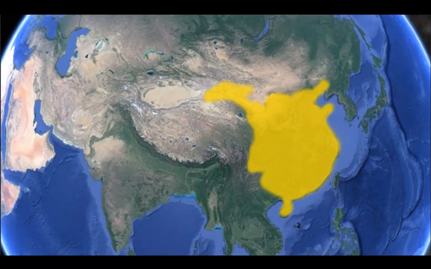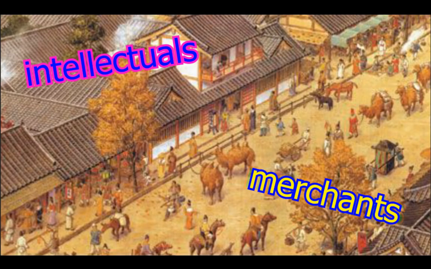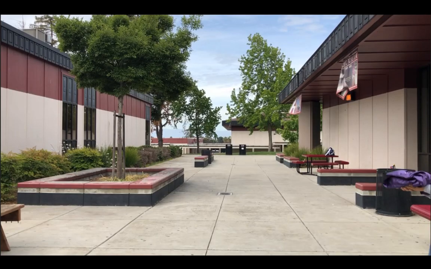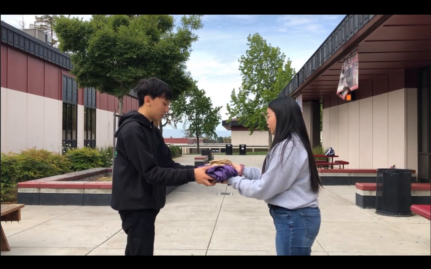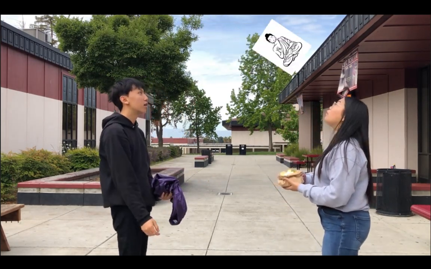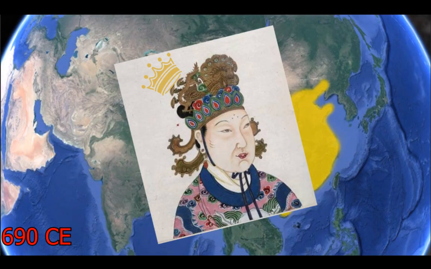Anywho, let's trade. Wait, where can we trade? Oh look, there's a capital named Chang'an right there. Look at all those intellectuals and merchants from other states. Wait, what's that? Oh, that's an ambassador from another state here to pay tribute. It's a tributary system. Hey look, it's a merchant. It's another merchant. They're probably diffusing technology and religion at the same time. Buddhism.